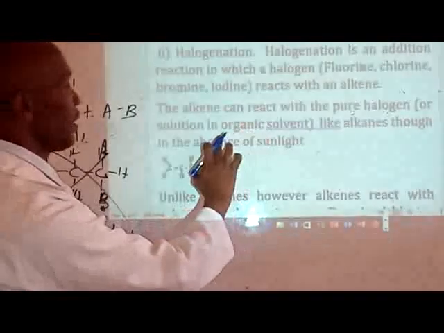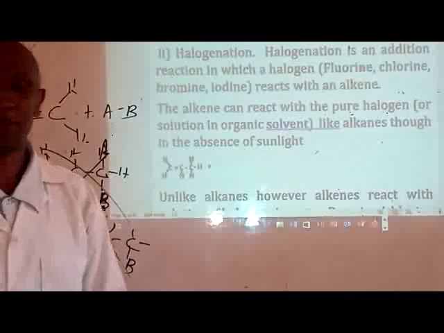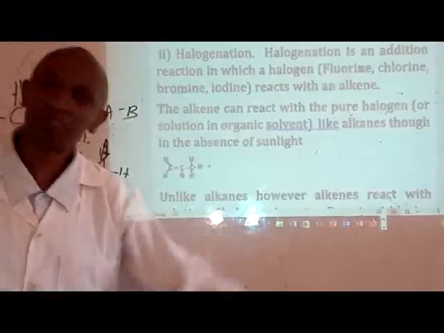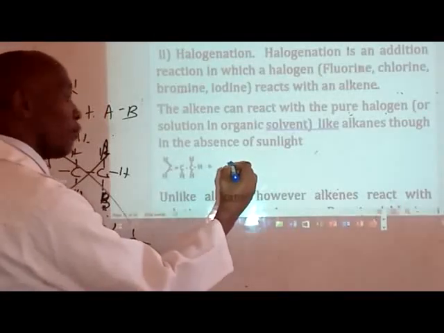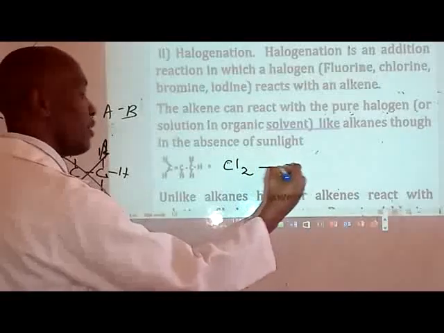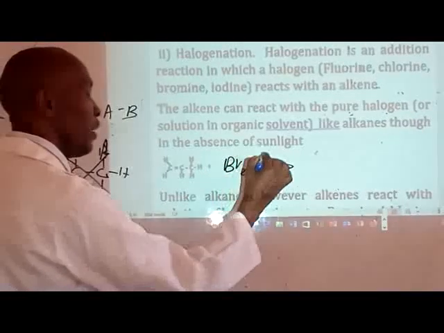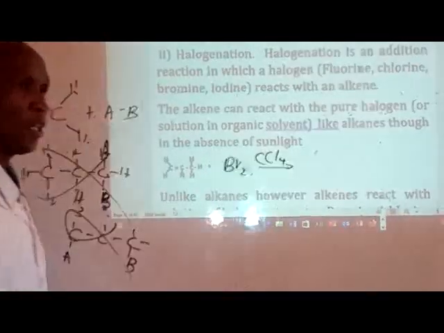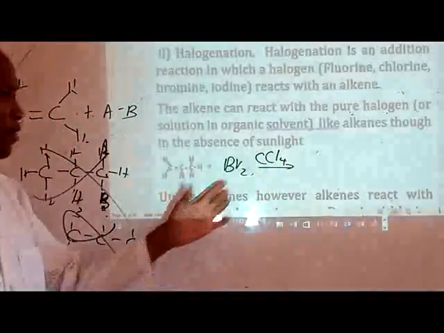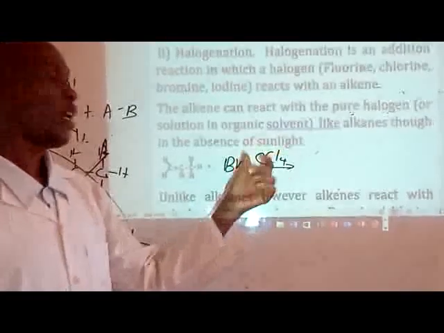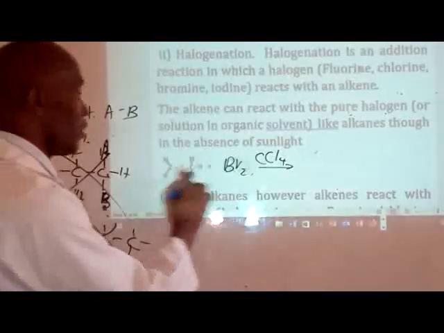You can halogenate when you dissolve the halogen either in an organic solvent or in the pure form. You don't need any sunlight for that. It's not necessary. The reaction will just take place. So for instance, let me add chlorine to that, and let me add bromine dissolved in tetrachloromethane. Some students will go on to add the tetrachloromethane, yet they do not remember that it is simply a solvent.